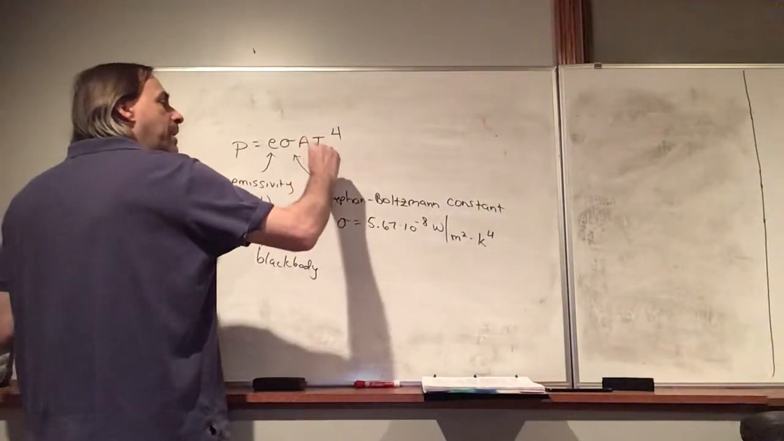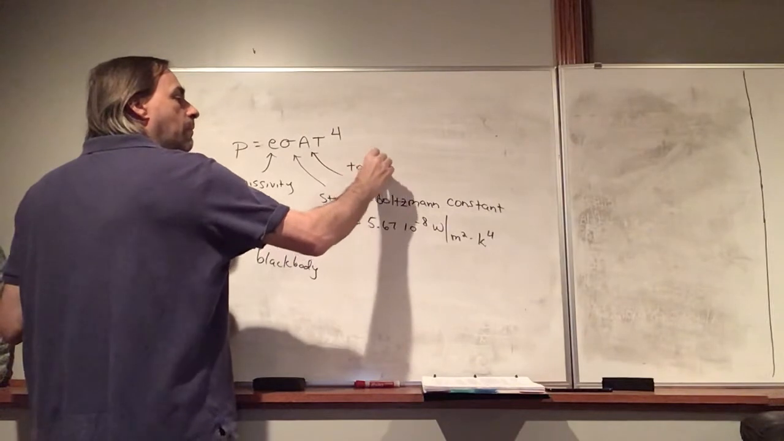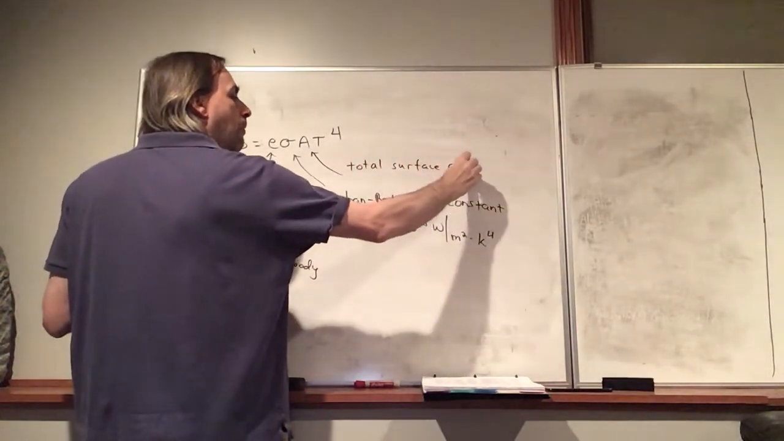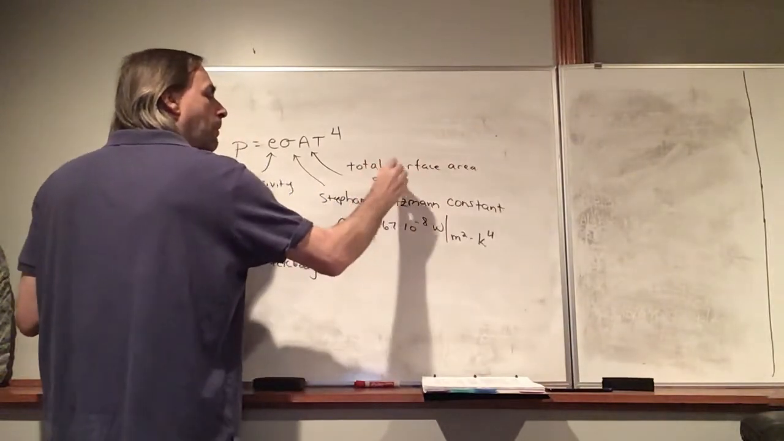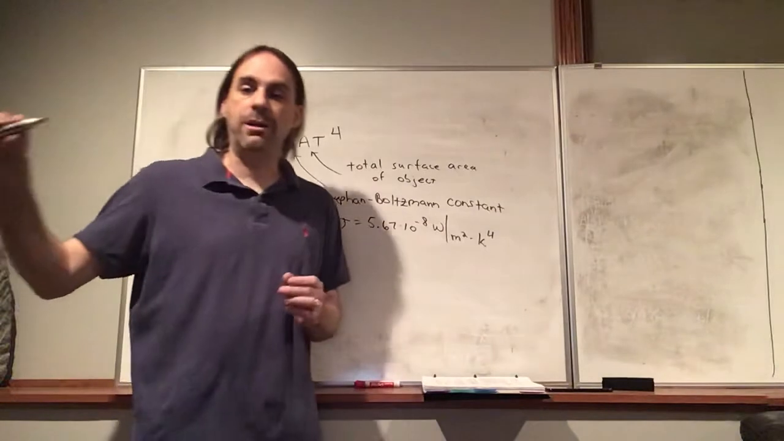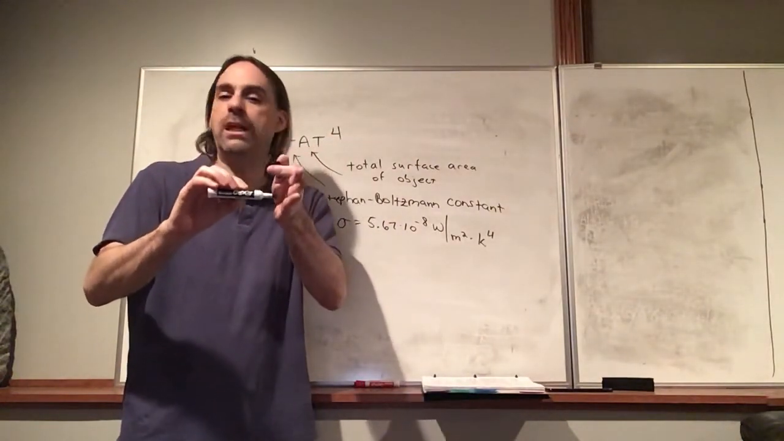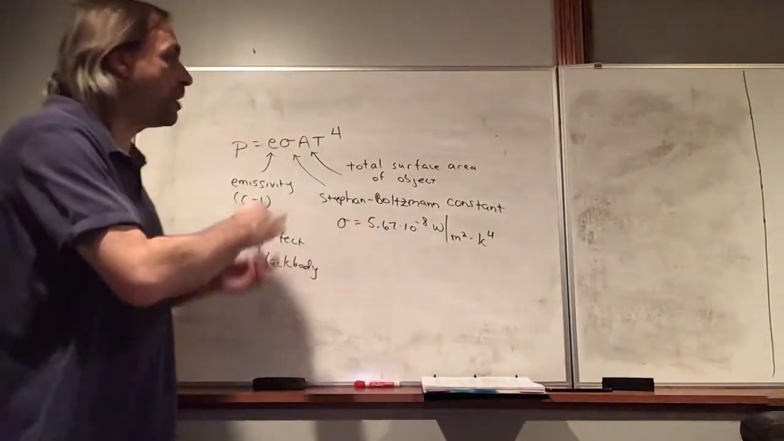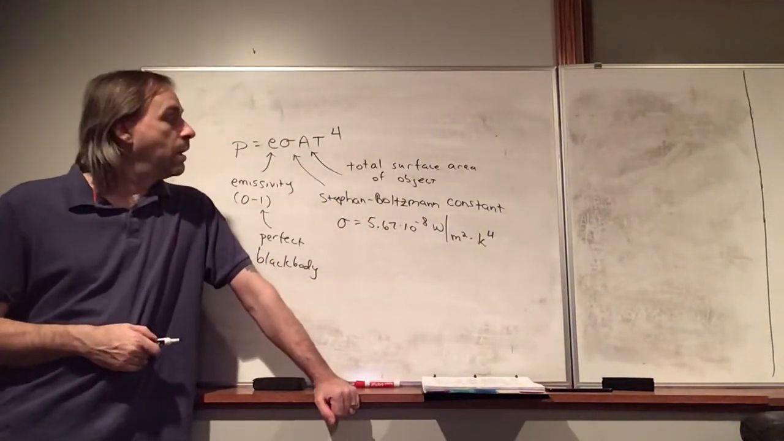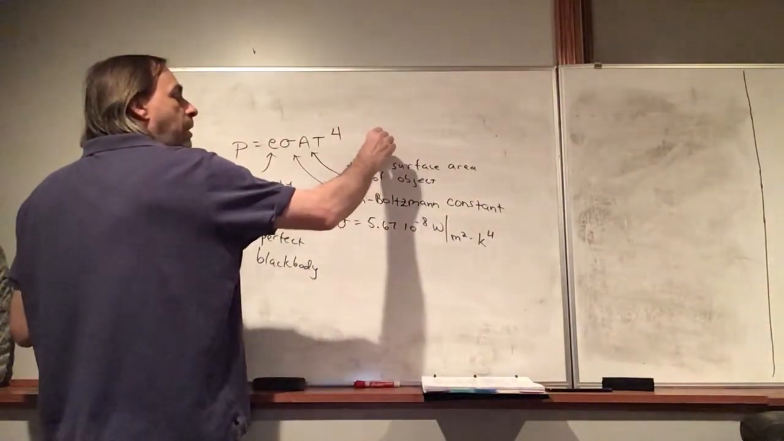Now, A is the total surface area of the object. When I talked about conduction, energy was flowing in a direction, and the area that showed up in that formula was the cross-sectional area. Here, we're talking about the total surface area of an object. So we just have to know which area to use.